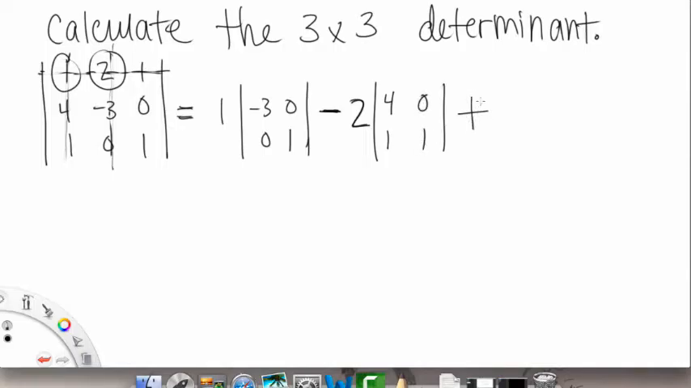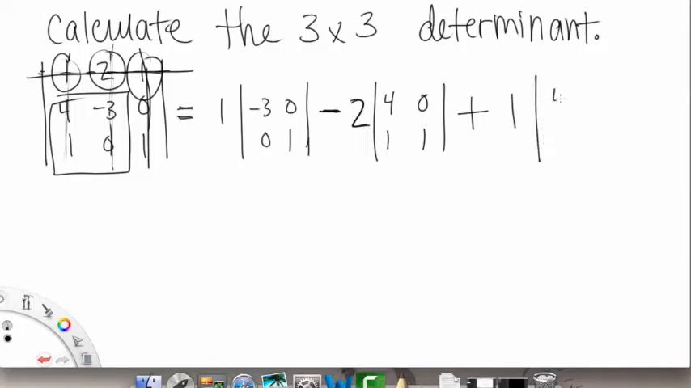And then for the last term, we're going to write a plus sign, again alternating signs. We're going to circle that last number on the top row, mark through everything that we see in line with it, and we're left with this minor down here. So that's going to be a 1 in front and a 4, 1, negative 3, 0. Okay? So that's how we set it up. And now we're going to go through again and kind of simplify these 2 by 2 determinants.